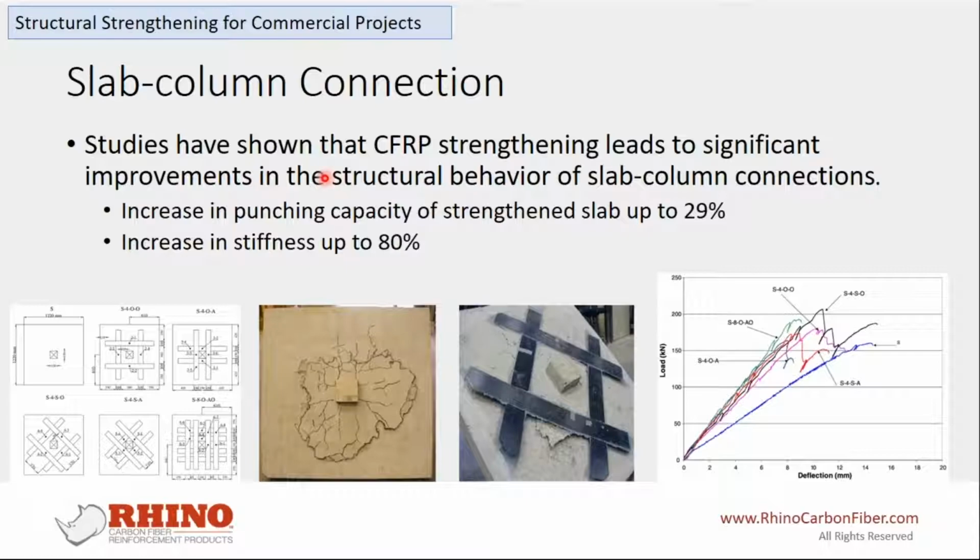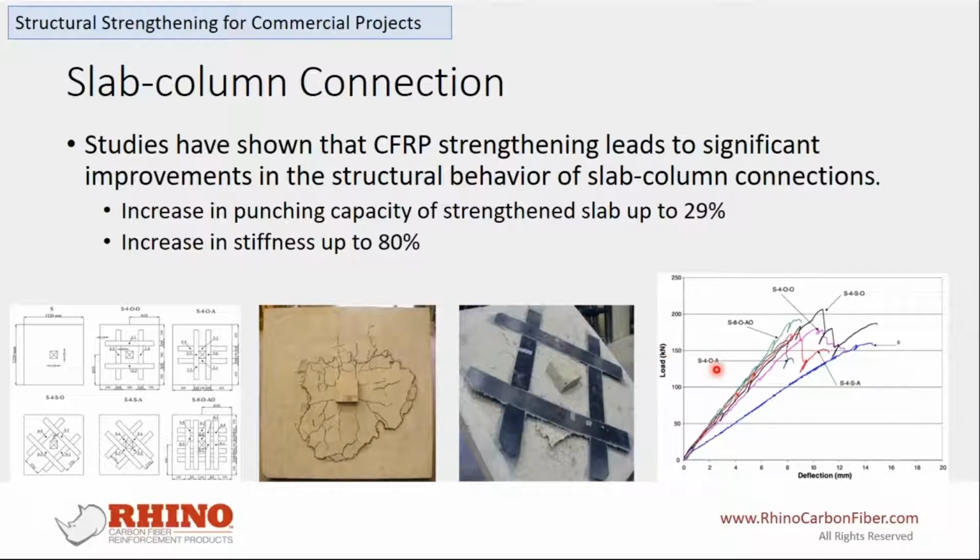All right. So the first one, slab column connection. Studies have shown that CFRP strengthening leads to significant improvement in structural behavior of slab column connections. If you look at the pictures underneath, different CFRP configurations have been proposed and tested. Compare the two pictures in the middle. You can see that CFRP changes the failure pattern. I would say from a punching shear failure in the middle to near surface delamination on the right.